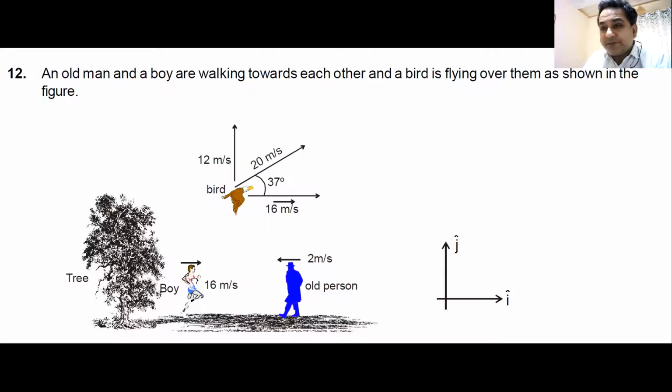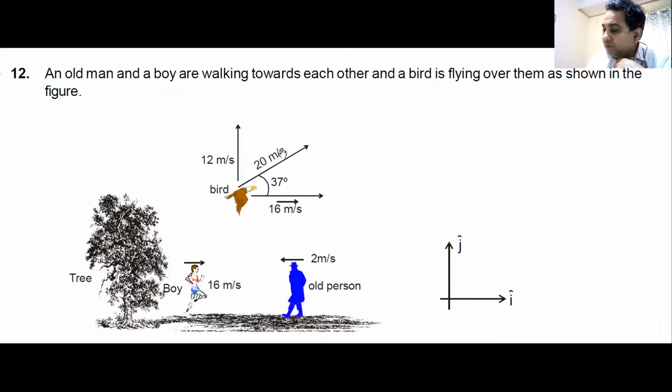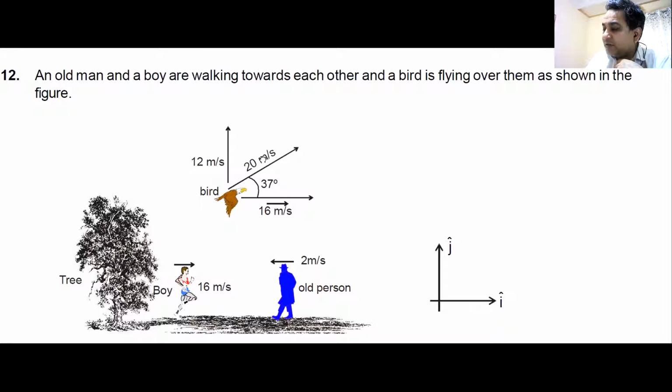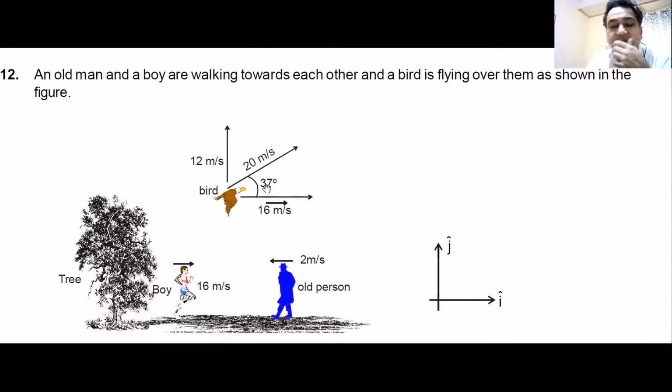There is a boy running with respect to ground, 16 meters per second. The old person in blue is moving with a velocity of 2 meters per second in the backward direction. There is a bird which is moving with a velocity of 20 meters per second at an angle of 37 degrees. So these are the three things given to you.